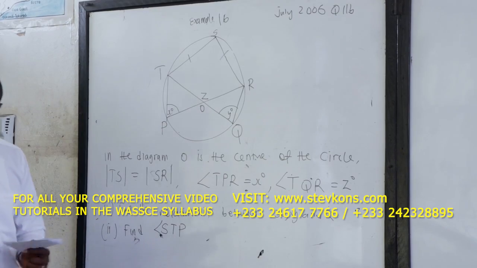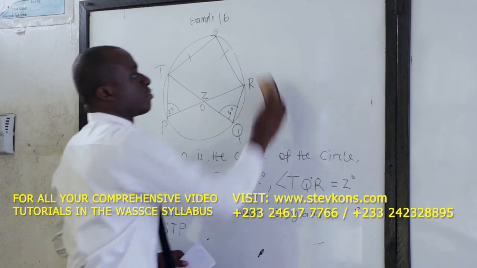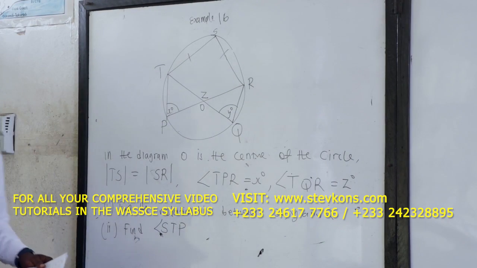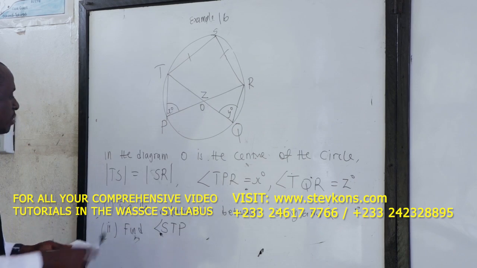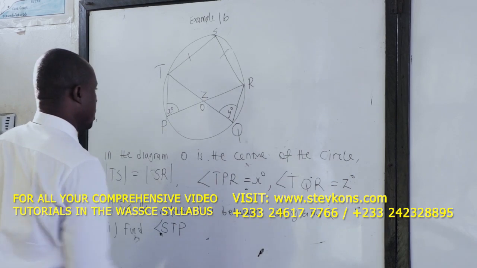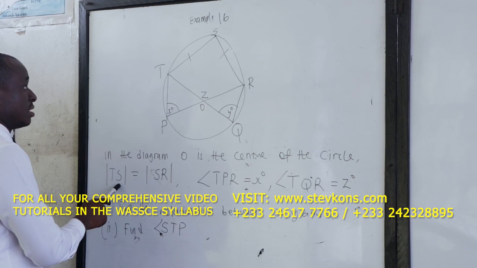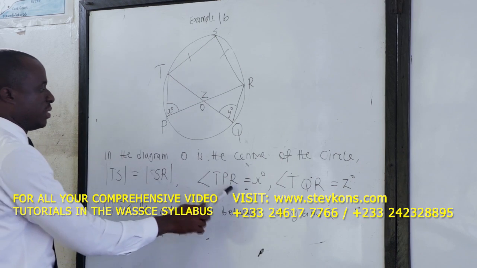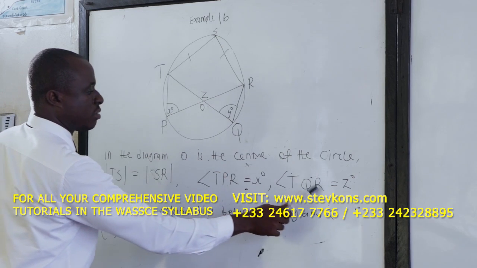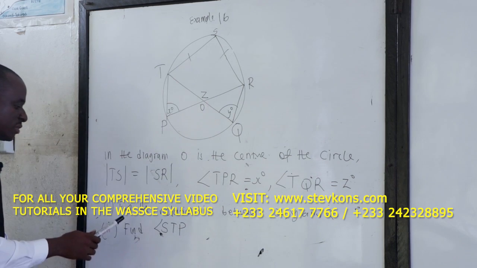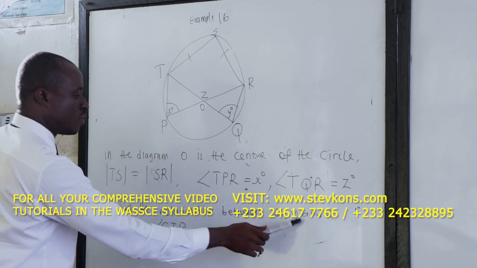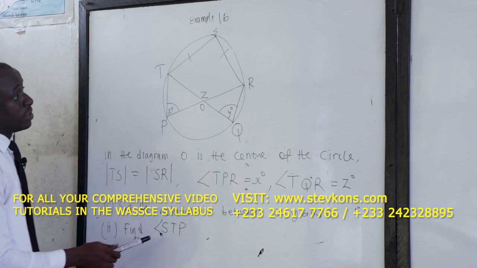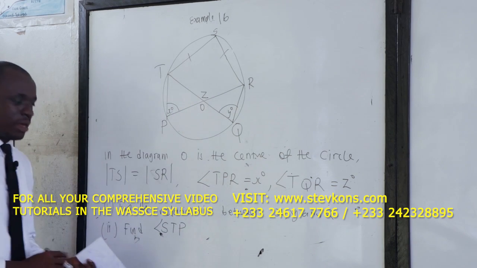Now let's consider this past question. We have been told in the diagram that O is the center of the circle, and TS is equal to SR. TPR is X degrees, TQR is Z degrees. We should find the relation between X, Y, and Z.